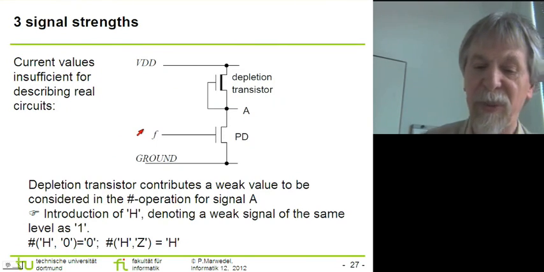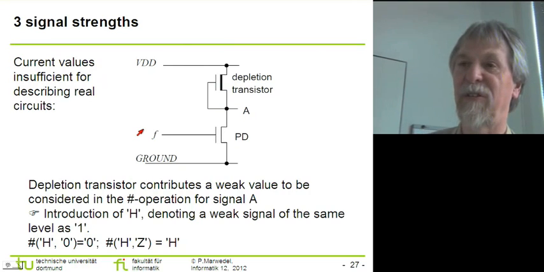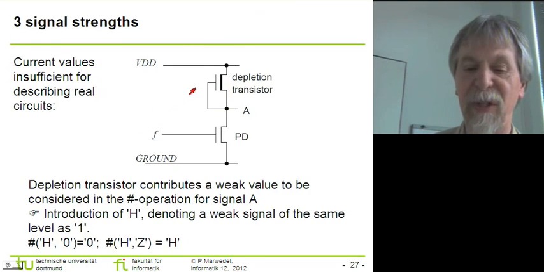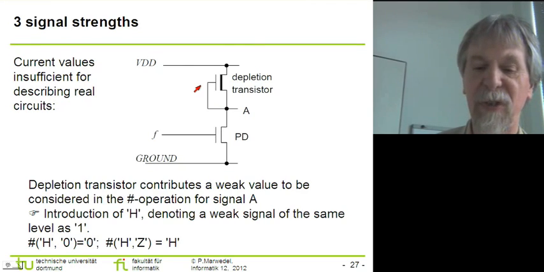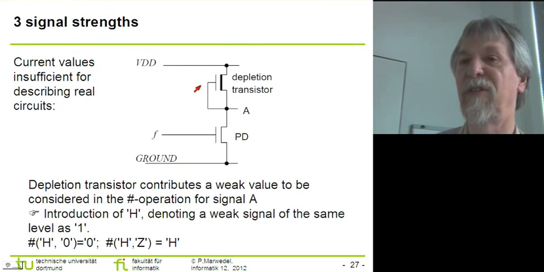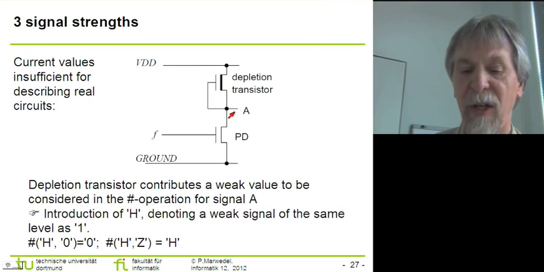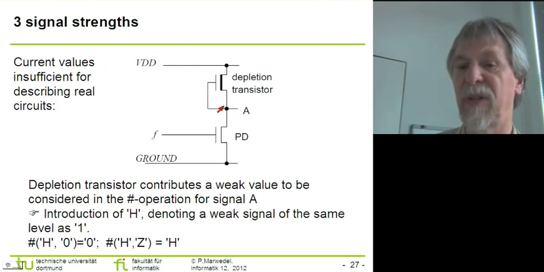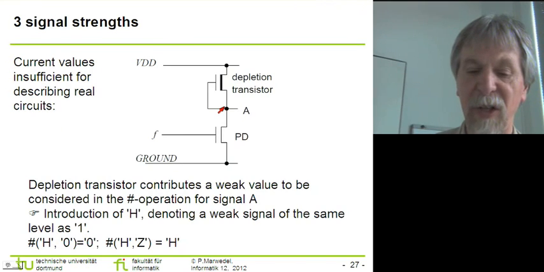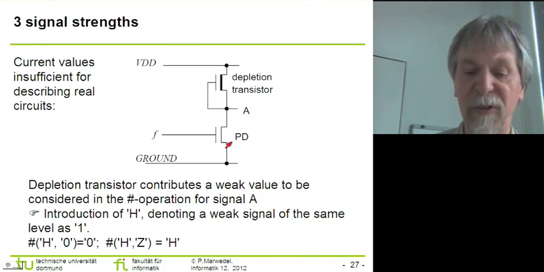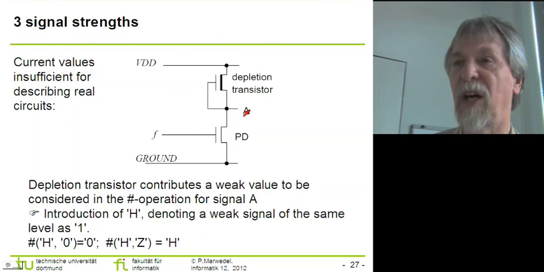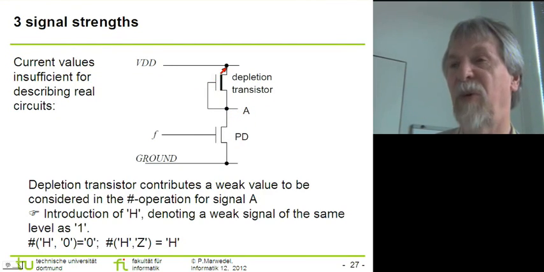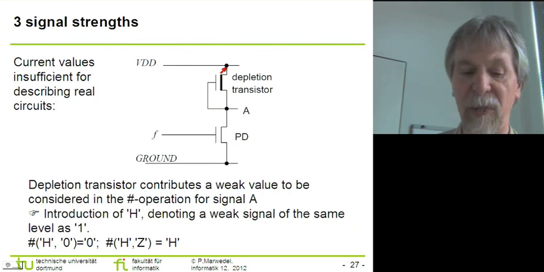Well, if you know a little bit about implementing such digital circuits, you might already have heard about so-called depletion transistors. Depletion transistors are used in some circuit technologies to provide a rather weak path to the supply voltage, so that whenever this transistor is not conducting, we will be pulling that output to the supply voltage, but in a rather weak manner.